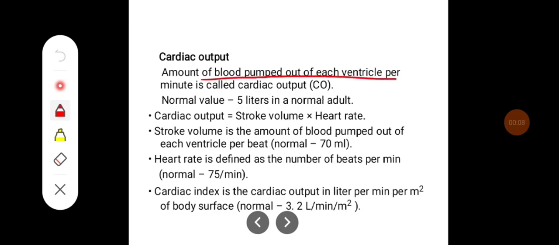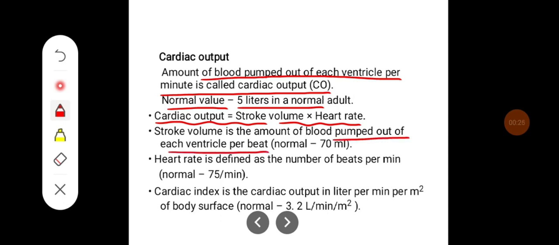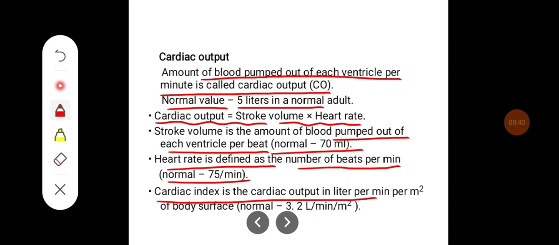The amount of blood pumped out of each ventricle per minute is called cardiac output, and the normal value is around 5 liters per minute in a normal adult. Cardiac output can be written as stroke volume times heart rate, where stroke volume is the amount of blood pumped out of each ventricle per beat, which is around 70 ml, and heart rate is the number of beats per minute, normally around 75 beats per minute. And cardiac index is the cardiac output in liters per minute per meter square of body surface area, and normally it is around 3.2 liters per minute per meter square.